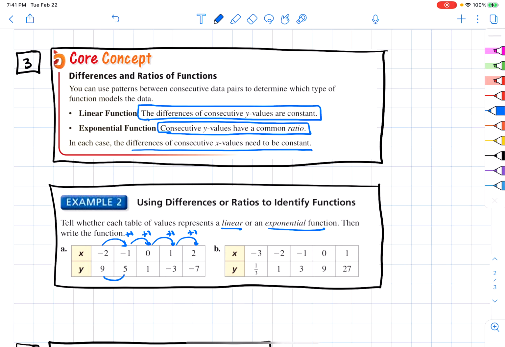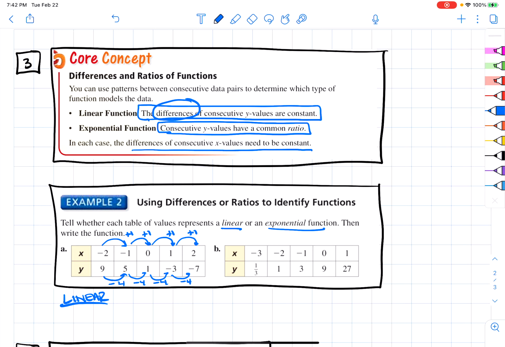Now, how do I get from 9 to 5? Well, I just subtract 4. How do I get from 5 to 1? Again, I subtract 4. From 1 to -3, I subtract 4. And then from -3 to -7, again, I subtract 4. So the difference, because we're subtracting, of consecutive y values is constant. So part A is a linear function.